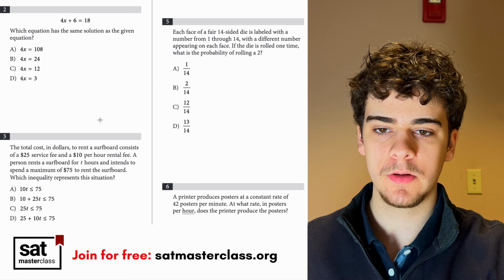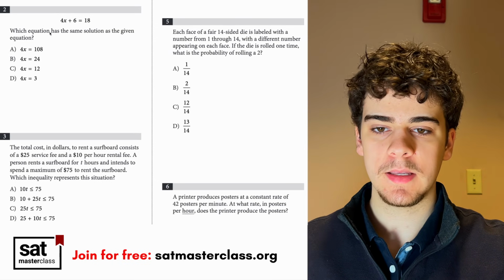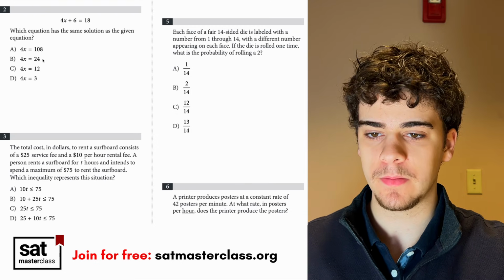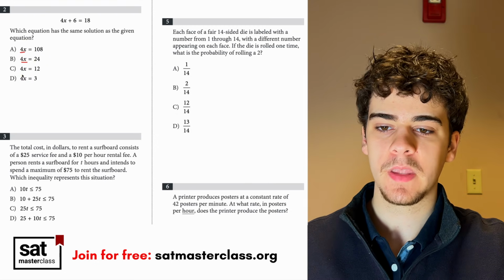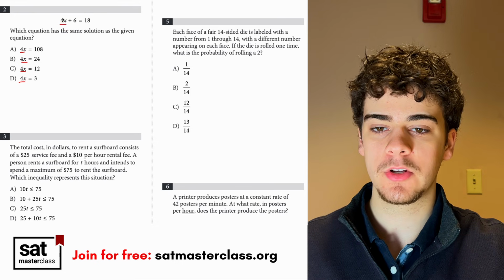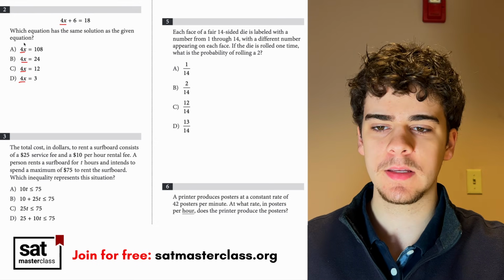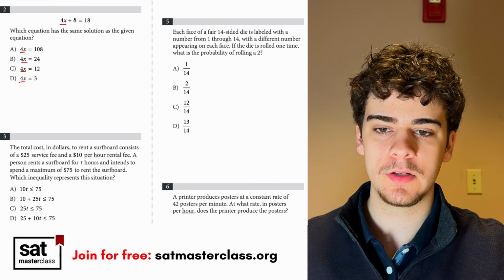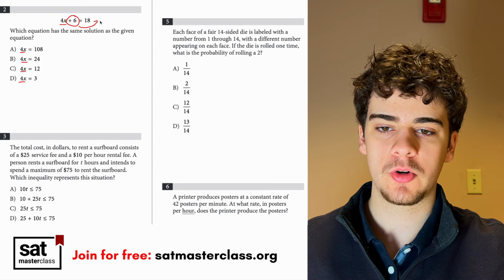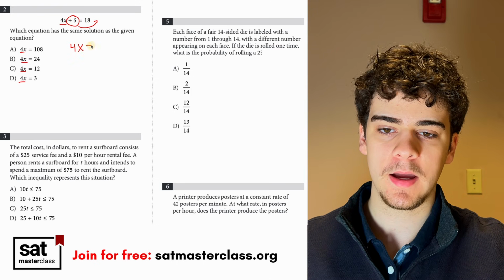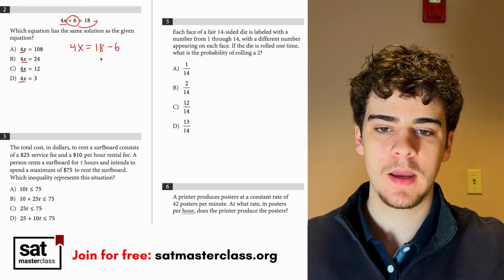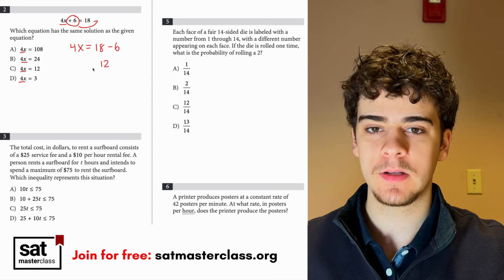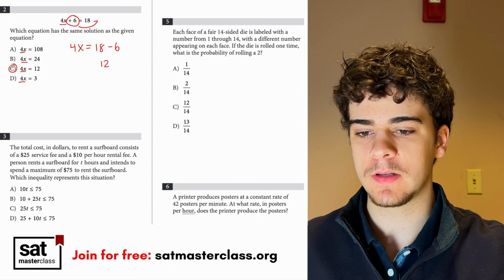Okay, now for question 2, we have 4x plus 6 equals 18, and the question says, which equation has the same solution as the given equation? Now we can see in all of the answers that they all have a 4x, which we can see in the original equation right here. So what that means is that we probably just want to isolate the 4x on one side. So all we're going to do is move this 6 over by subtracting it from both sides. So we have 4x equals 18 minus 6, and then this right side cancels out to 12. So 4x equals 12 is an equivalent equation, so it'll have the same solution. So our answer here is C.